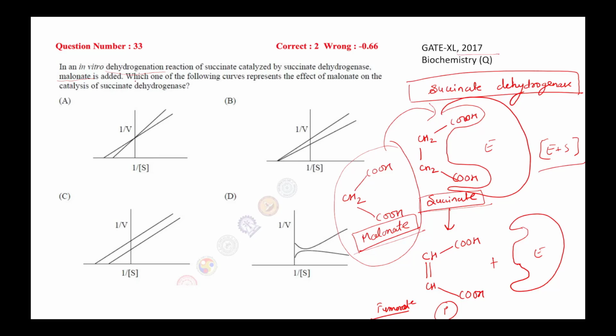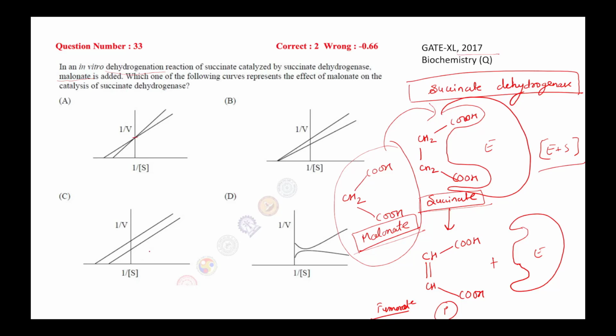Here it is asked which one of the following curves represents the effect of malonate on the catalysis of succinate dehydrogenase. As it is competing for the same binding site, the active site, it will affect the Km of the enzyme kinetics. Km will be increased in this case because the affinity of succinate will decrease in presence of malonate, but the maximum velocity will not be hampered. On the plot, the y-intercept gives the Vmax, and the x-intercept gives the Km.